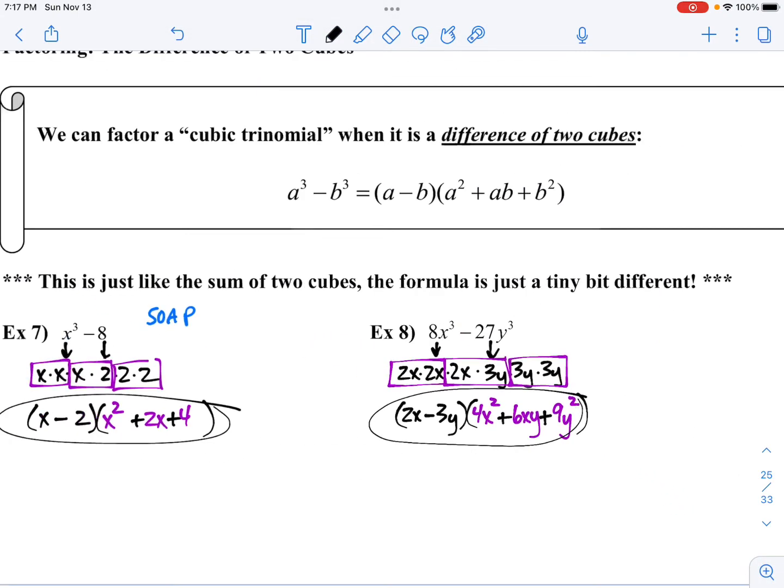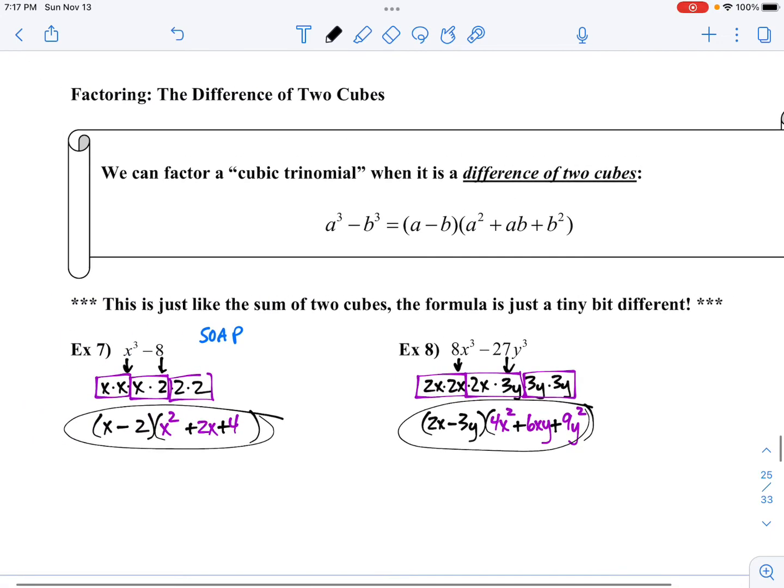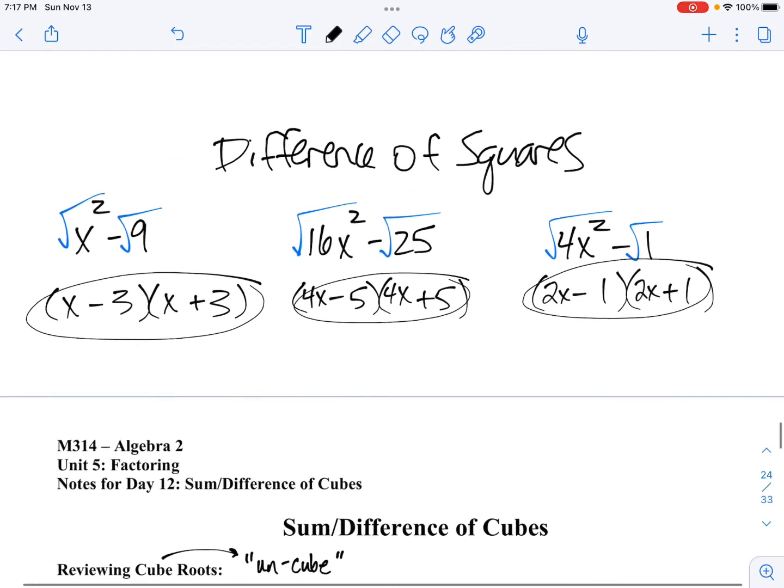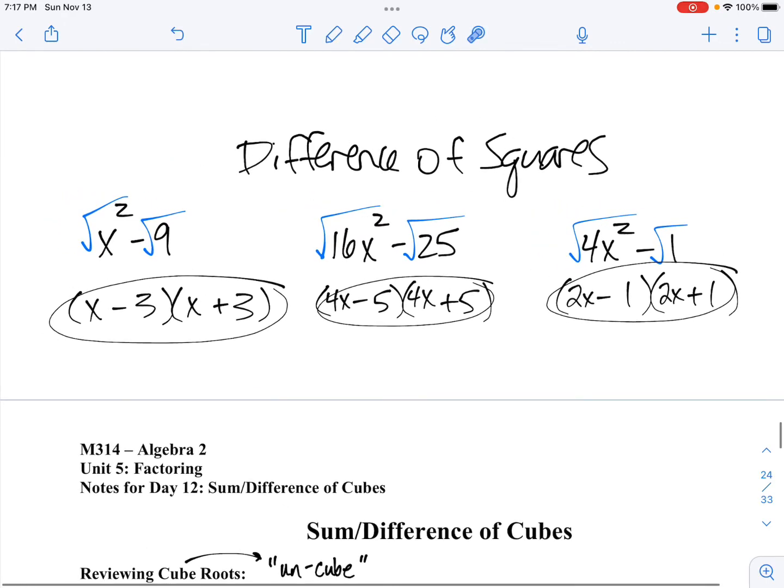Okay? So that's a reason why I didn't want you to get confused with the difference of squares that we did up here. Those are a lot simpler. Remember, you just square root them, and one of your parentheses has a minus, and one of your parentheses has a plus. And just remember that it has to be a difference. These have to be minus signs to do squares.